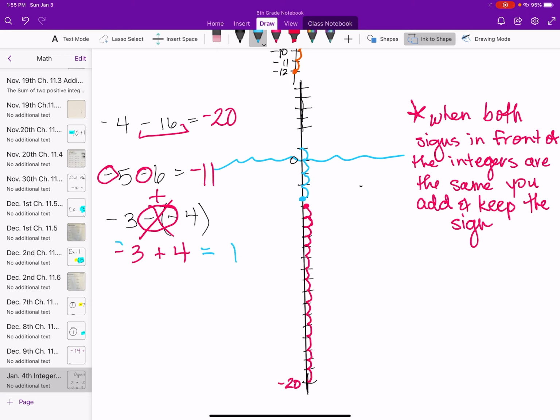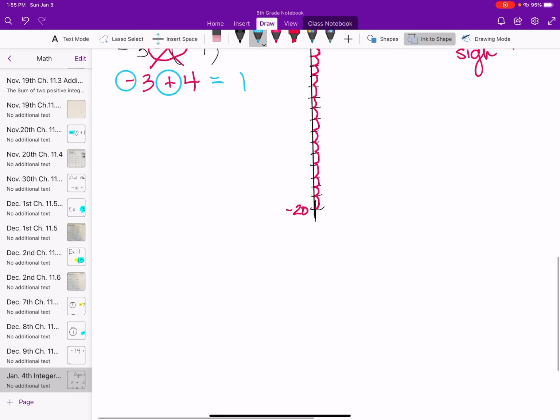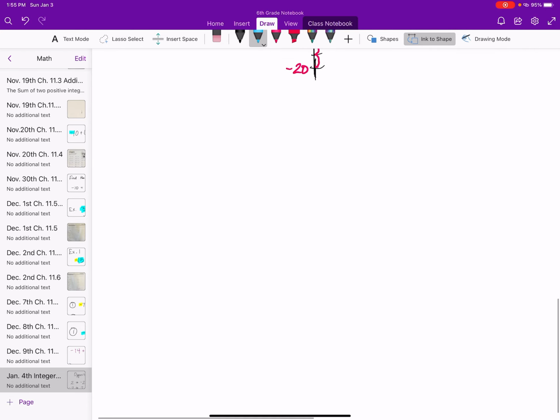Could have used our trick. They have different signs. So you're going to subtract. 4 minus 3 is 1. The sign of our bigger number was 4, and it's positive, so it's a +1 is our answer. Okay, really quick, let's do a little bit of multiplication and division, and then we'll call it a day.